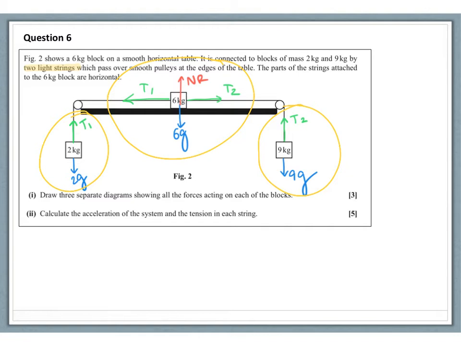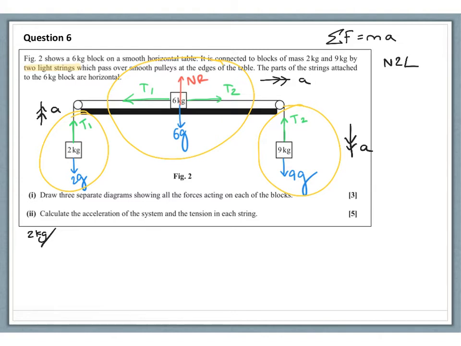So, part 2, calculate the acceleration of the system and the tension in each string. So we're going to apply F equals ma, Newton's second law of motion, on each block separately. Let's start with the 2 kilogram block, choosing the positive direction. Now, because the 9 kilogram block is the heaviest block, I think the system will accelerate downwards like that, pulling the 6 kilogram block horizontally to the right like that, and raising the 2 kilogram block upwards like that.